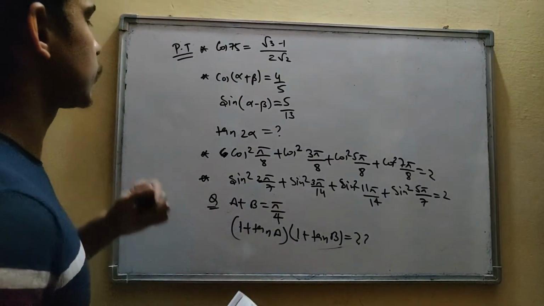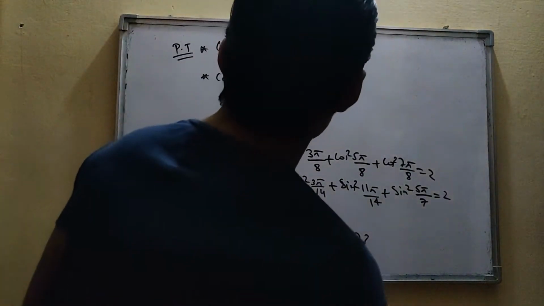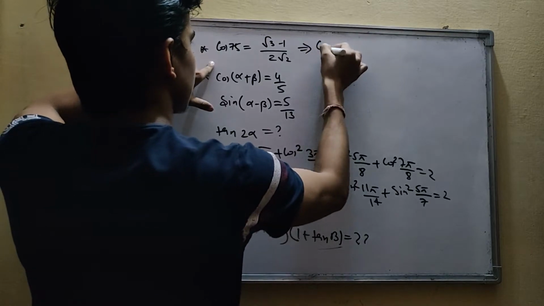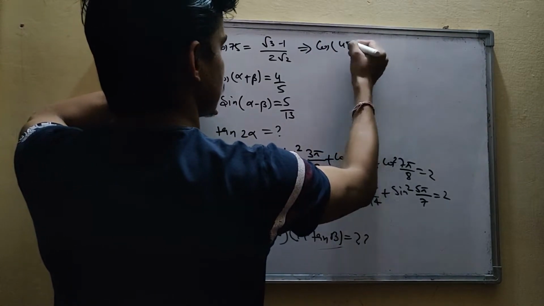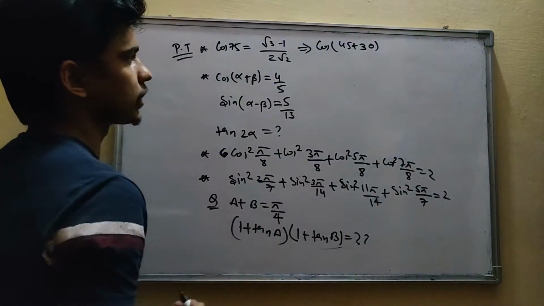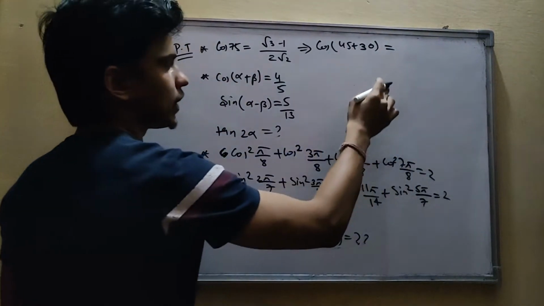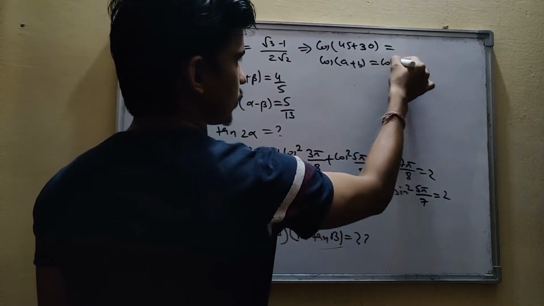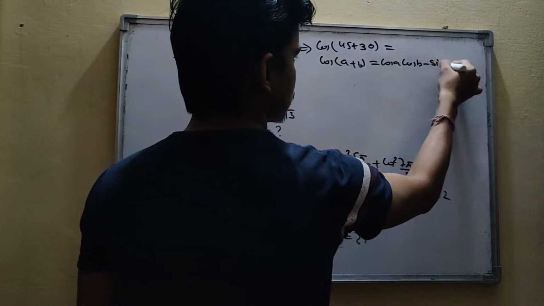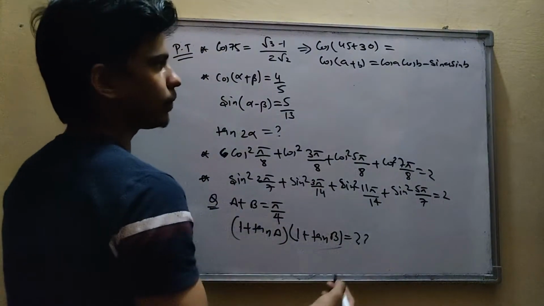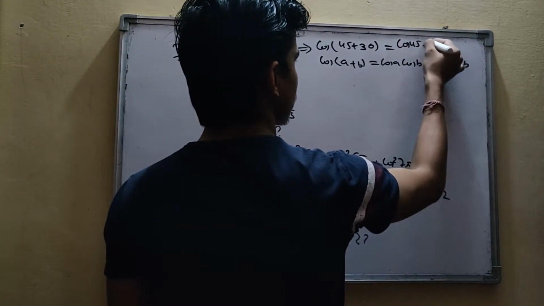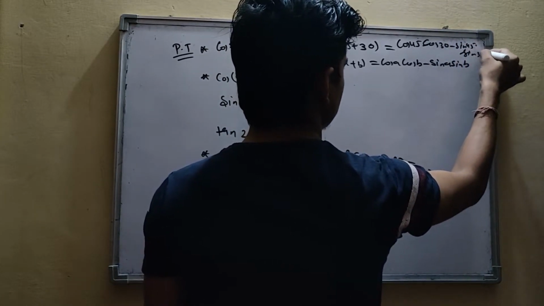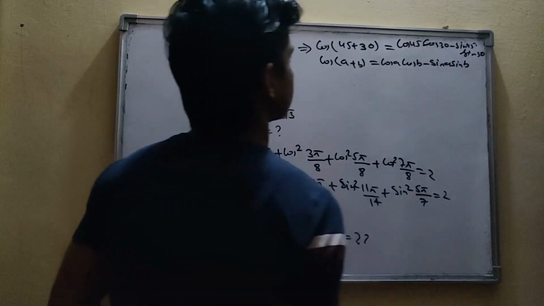Let's try to solve these questions first. Now, you need to find the value of cos 75, and how to do this? This is very simple. If you know that, then you can skip this question. Cos 45 plus 30, you can break it like this, and you know the formula of cos(a plus b): cos a cos b minus sin a sin b. So if you apply this, you are going to use cos 45 cos 30 minus sin 45 sin 30.